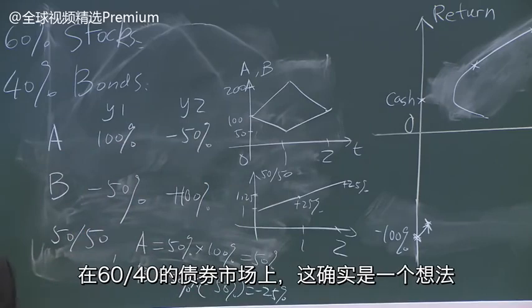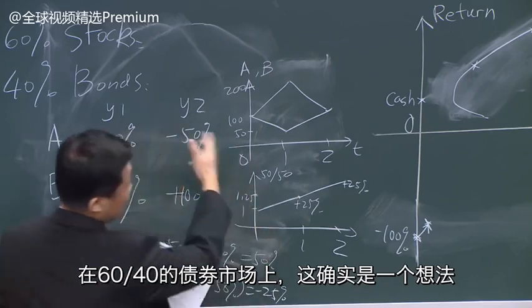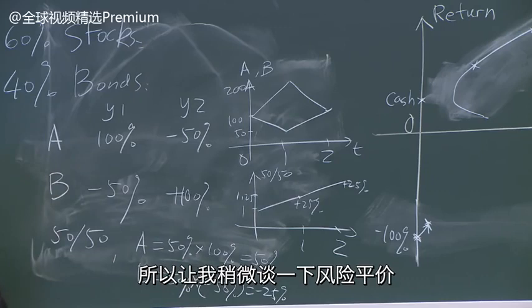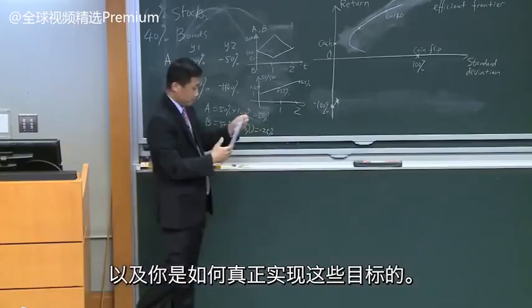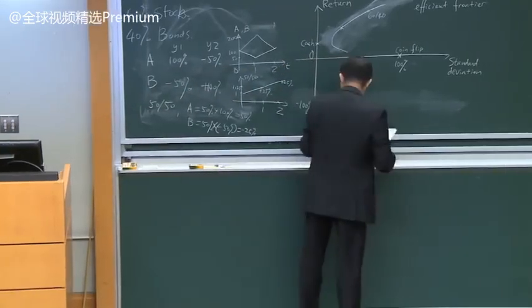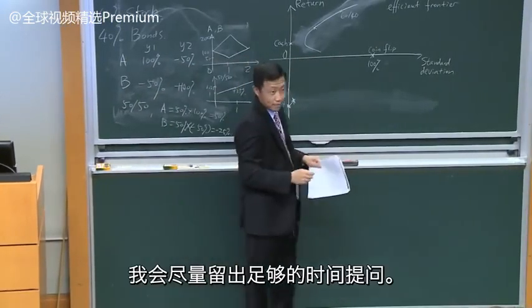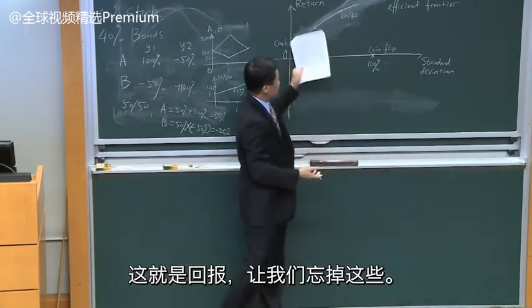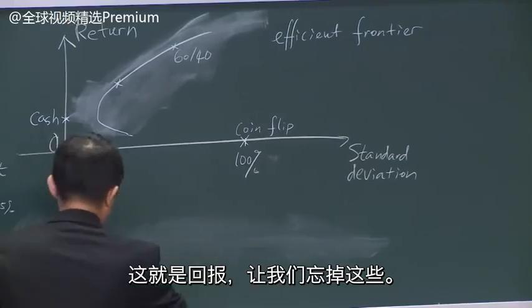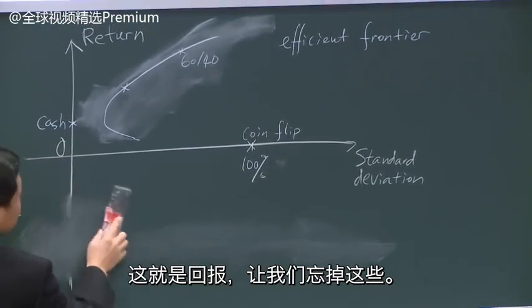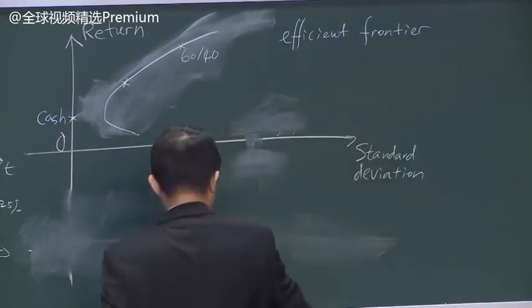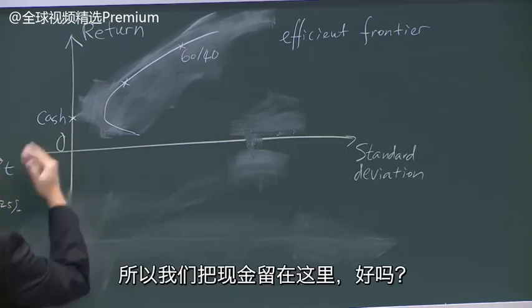And in the 60-40 bond market, that's really the idea. People think about how to combine them. And so let me talk a little bit about risk parity and how you actually achieve it. I try to leave plenty of time for questions. So that's the return. And so let's forget about these. So let's leave cash here.